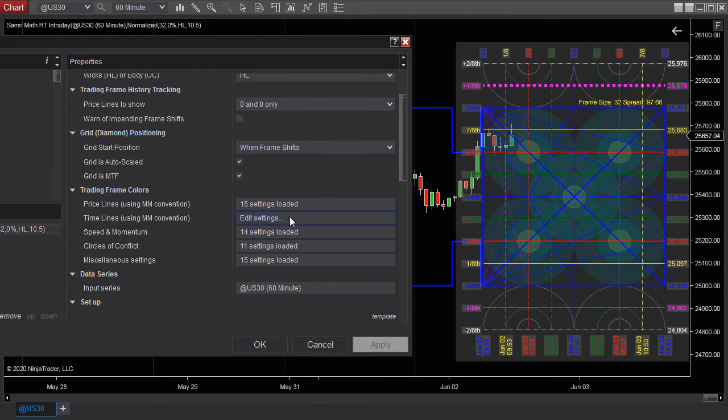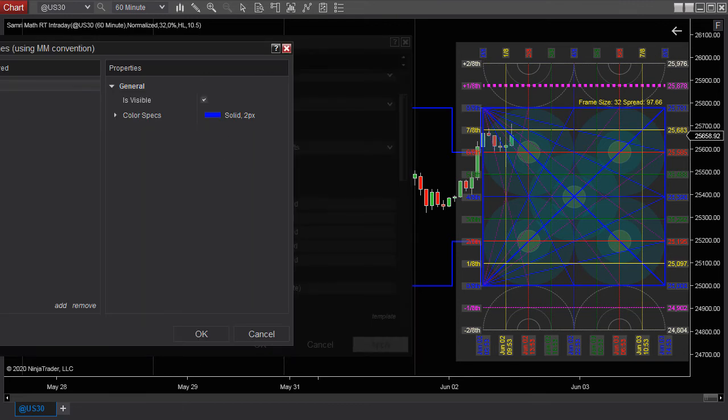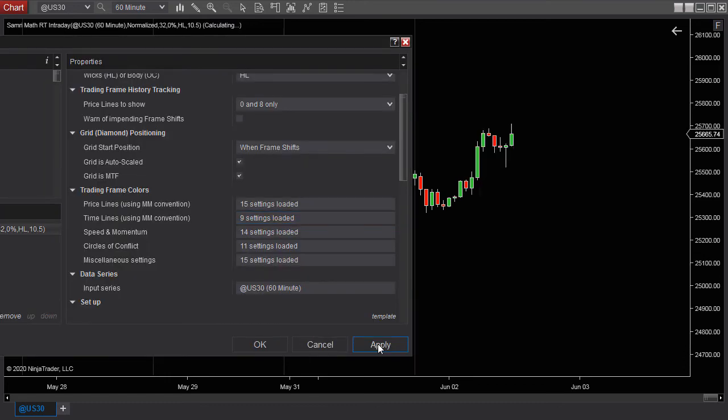Okay, next set of settings are the vertical lines, what they call timelines. So timelines, again in Murray convention, meaning from 0 to 8. Here you just choose their colors and whether they're visible or not. Let's say the 4/8, you don't want to see the 4/8. I'm gonna turn it off and then apply.